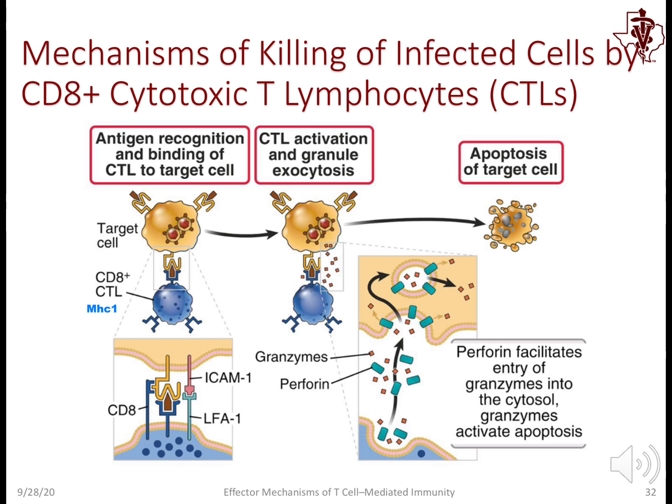After this happens, the CTL activates granule exocytosis and liberates two enzymes called granzymes and perforin. Perforin facilitates the entry of granzymes into the cytosol, while granzymes activate apoptosis by cleaving caspases and activating a pathway that in the end leads to apoptosis of the entire cell.